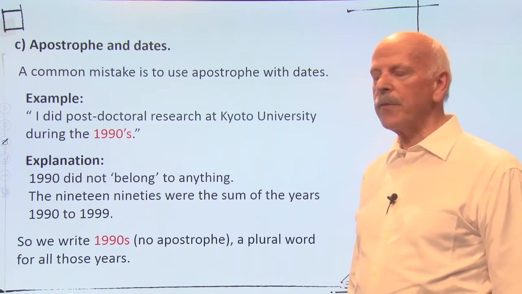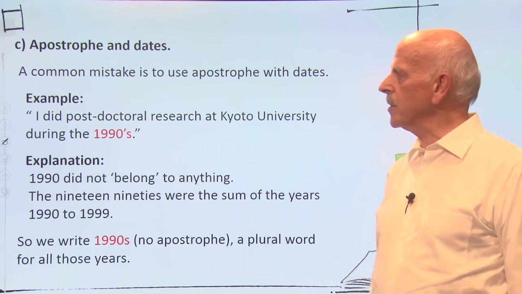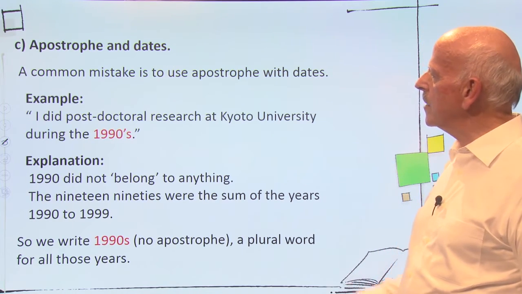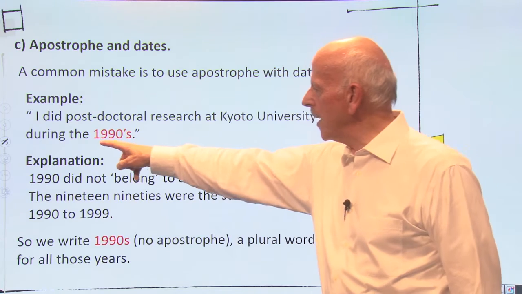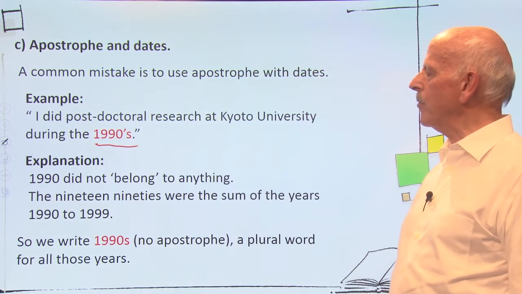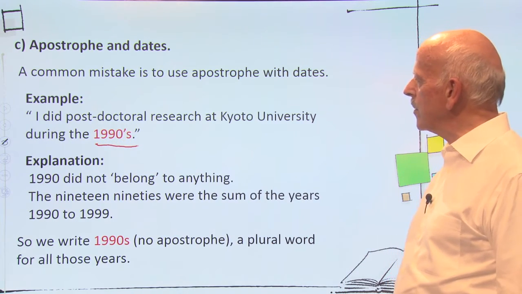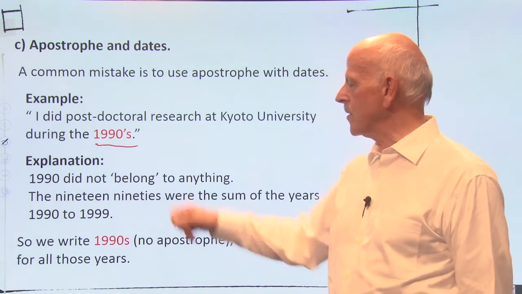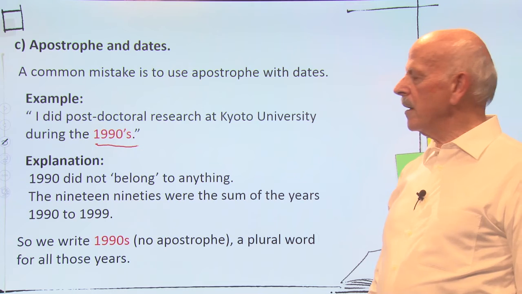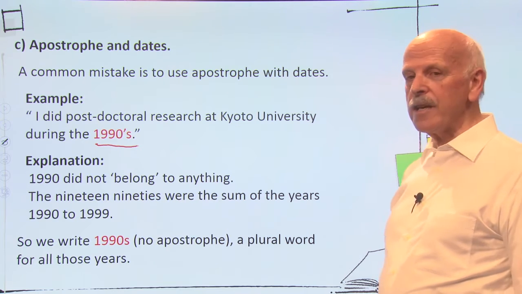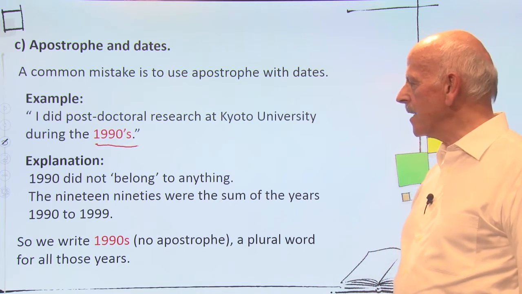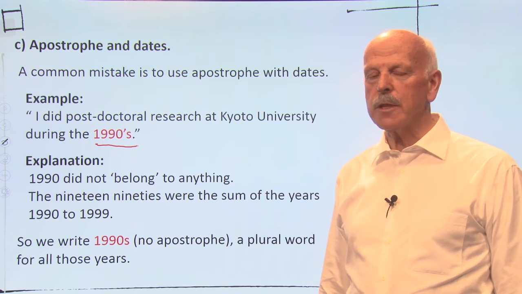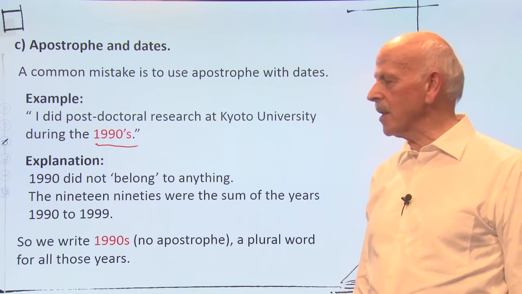The apostrophe and dates is often confused. A common mistake is to put an apostrophe in, such as we have here in this example. I did postdoctoral research at Kyoto University during the 1990's. The year 1990 doesn't belong to anything, so we don't need the apostrophe in that sense.